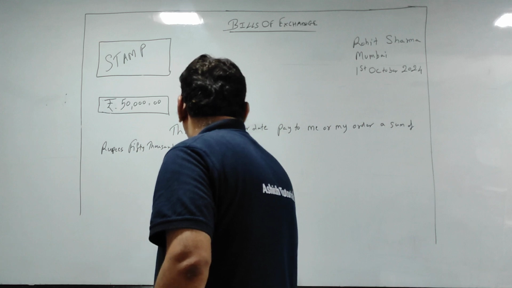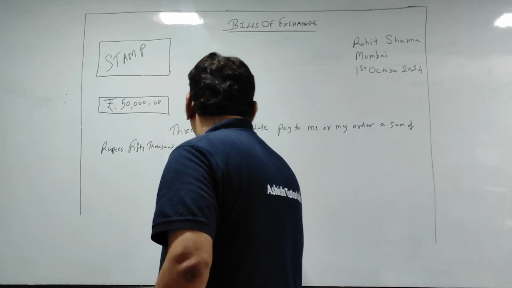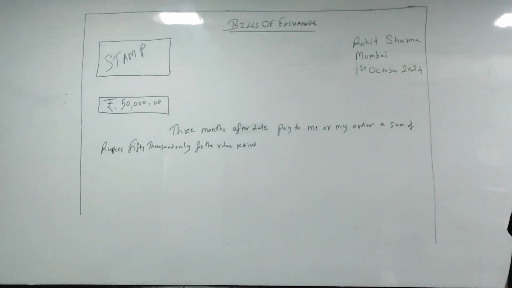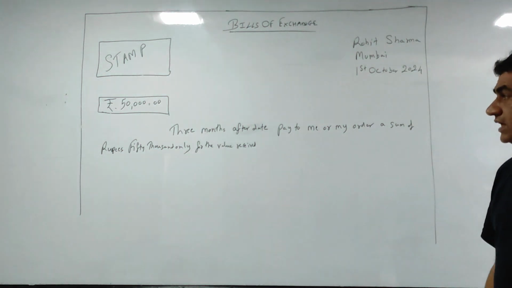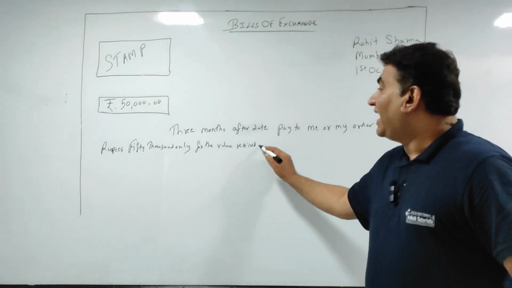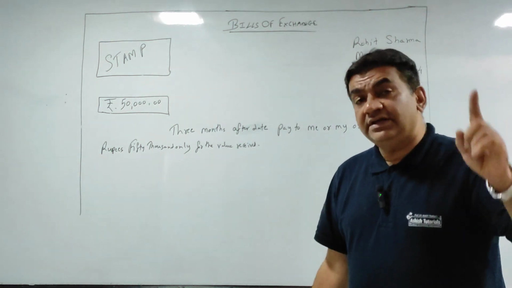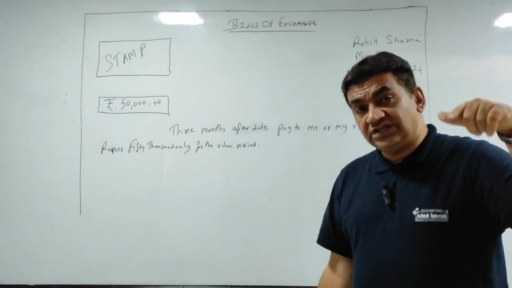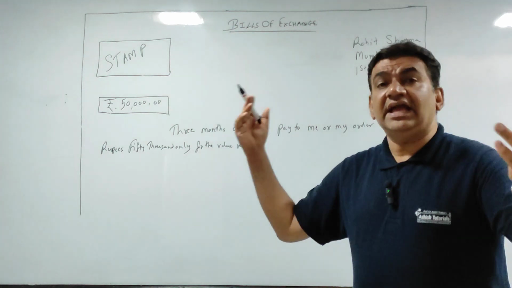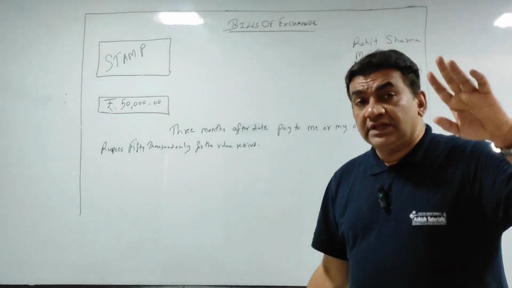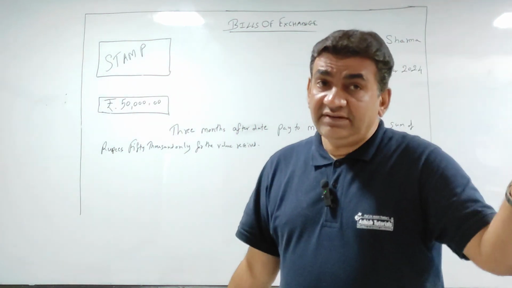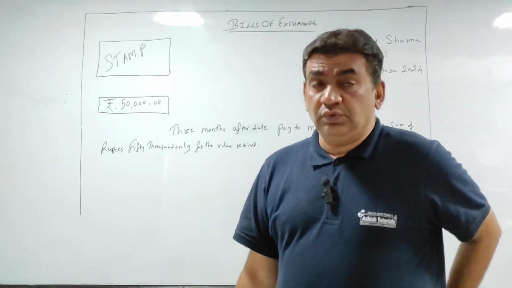For the value received. 3 months after date, paid to me or my order a sum of rupees 50,000 only for the value received. Value received means there must have been some transaction of 50,000, sale and purchase. For that there can be a bill, drawing of the bill. See, keep this one thing in mind, this can be other than a sale or purchase transaction only.